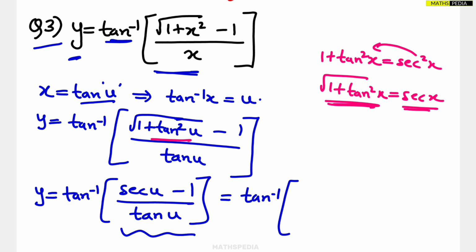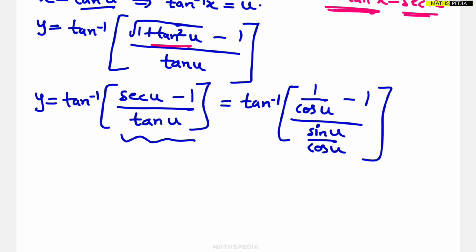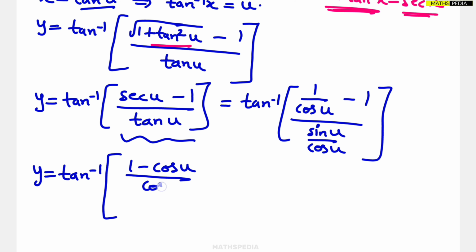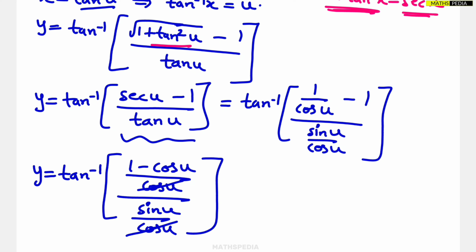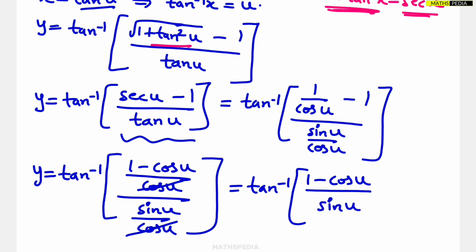So I'll write secant as 1 by cos, yes, 1 by cos u minus 1 divided by tan, which I can write as sin u by cos u. If you take the LCM in the numerator part, it will be (1 minus cos u) divided by cos u, by sin u divided by cos u. So this cos and this cos get cancelled. So it will be tan inverse of (1 minus cos u) divided by sin u.